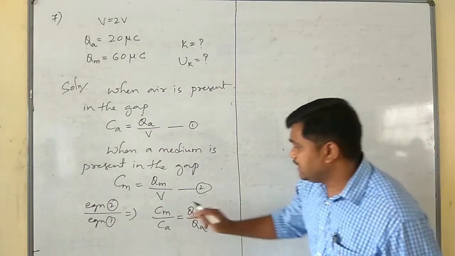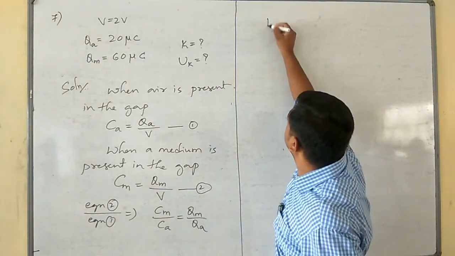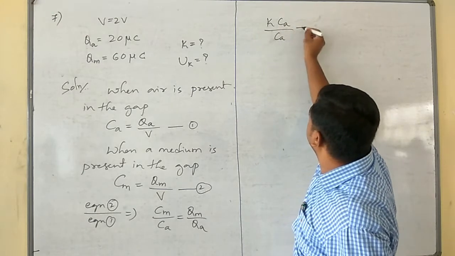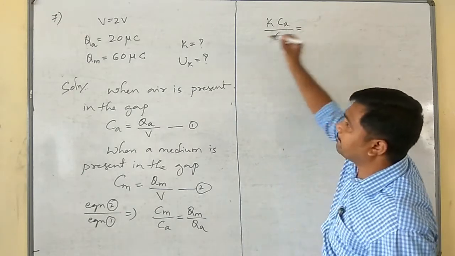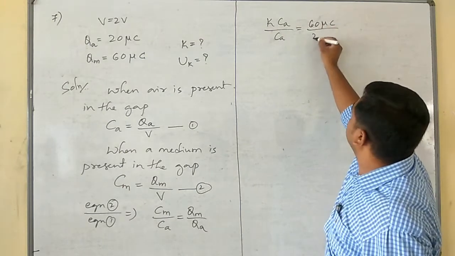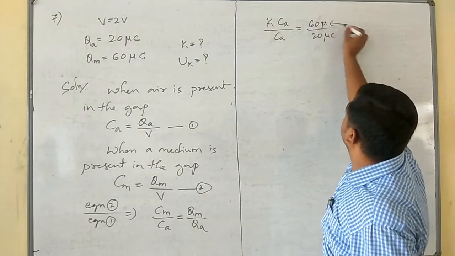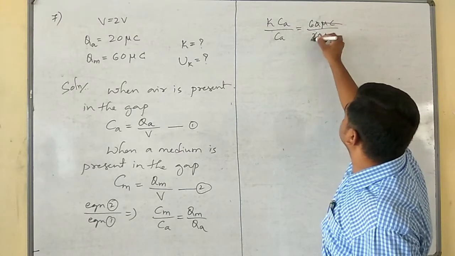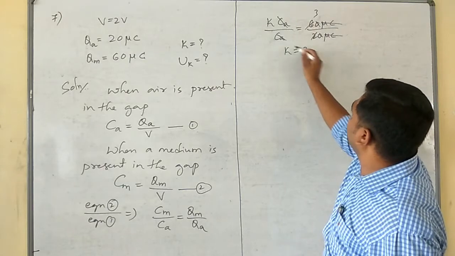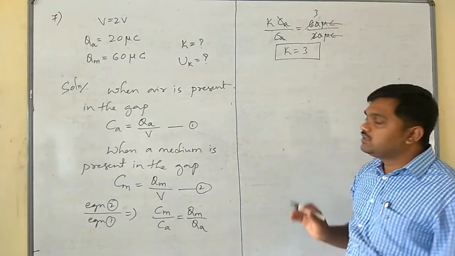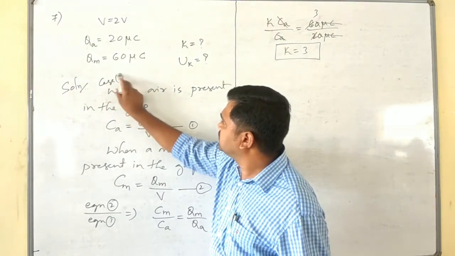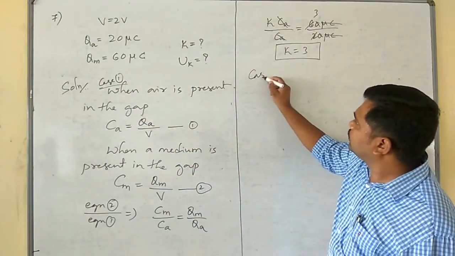Next, in place of Cm, we can write K into Ca divided by Ca is equal to Qm divided by Qa. Q medium is 60 microcoulomb and Qa is 20 microcoulomb. The microcoulombs, zeros, and Ca cancel; 2 ones are 2, 2 threes are 6. K is equal to 3. So this is case 1.